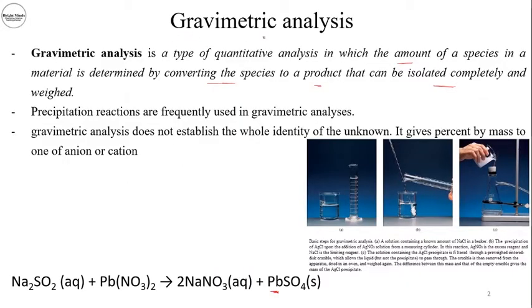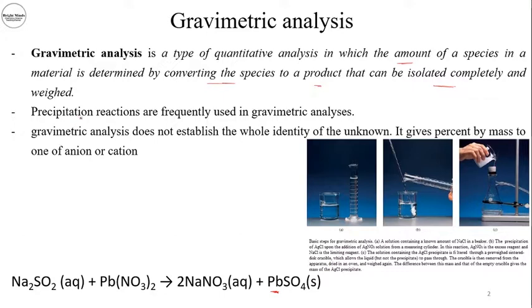So first, what is gravimetric analysis? Gravimetric analysis is a type of quantitative analysis in which the amount of the species of the material is determined by converting one of the species into a product. This product I can isolate completely and weigh. Precipitation reactions are usually used in gravimetric analysis.